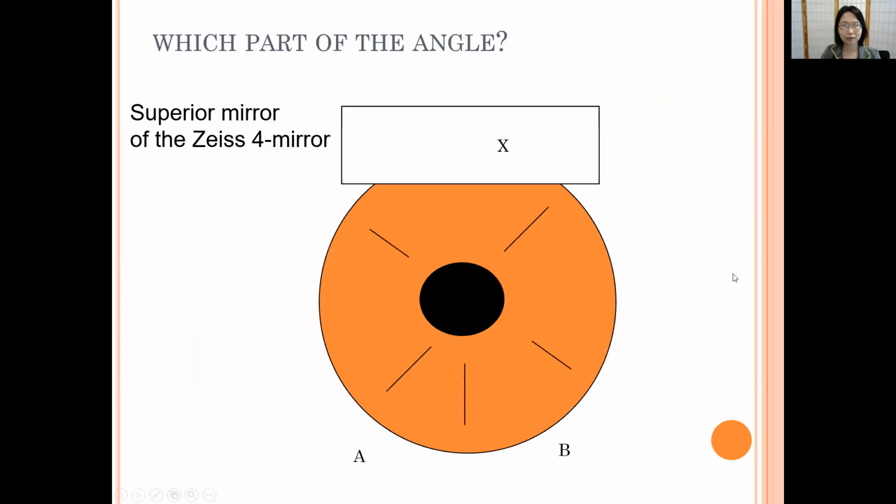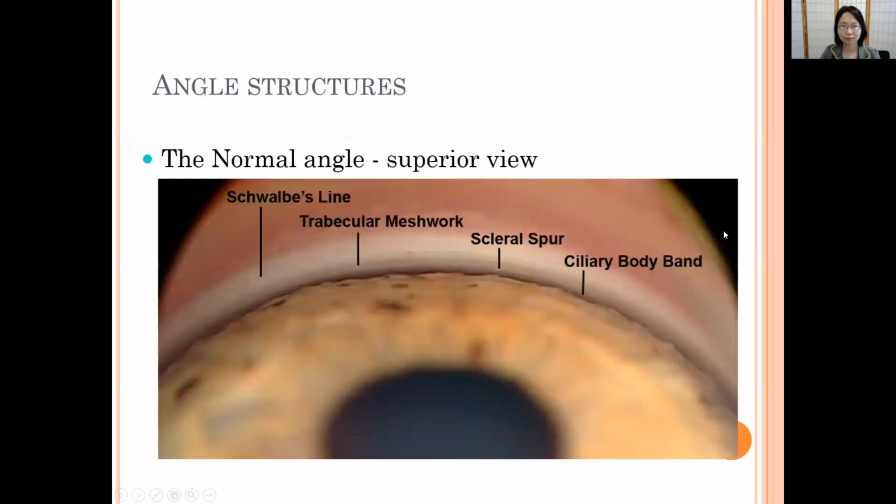The other question I have is, which part of the angle is X representing here? There's choice A and B. Again, think for yourself for a moment. This is using a Zeiss mirror, and you're looking at the superior mirror and you're looking at this part. The right answer is B, because this is a mirror image of that, not across 180 degrees.